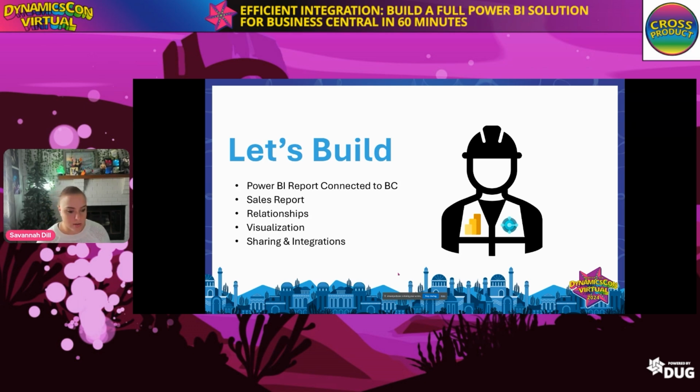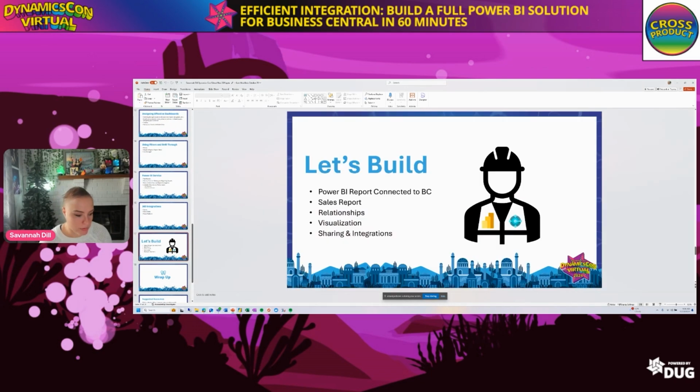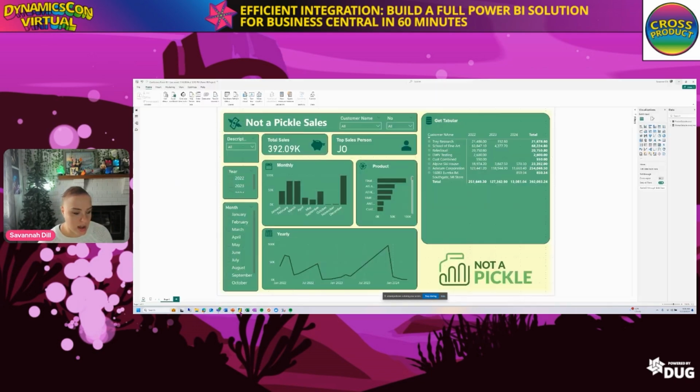All right, so I'm going to first quickly move over to Power BI. So here we have a Power BI report that I have developed. And this is a Power BI report that is connected to Business Central looking at sales data. So we have the posted sales invoice header and lines in this report. So let's talk quickly about how I got here.